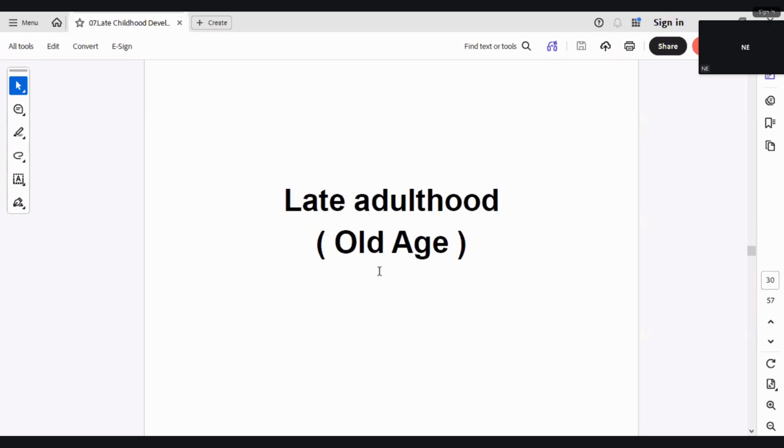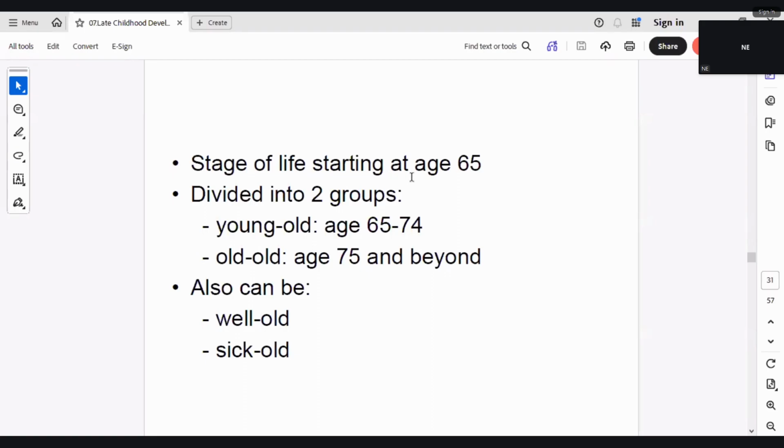Late adulthood or old age. So it's a stage of life that starts at 65. Professions that deal with this age are either geriatric psychiatry or geriatric medicine. So it's the other end of the life spectrum, and it's divided into two groups: the young old and the old old, or the well old and the sick old.